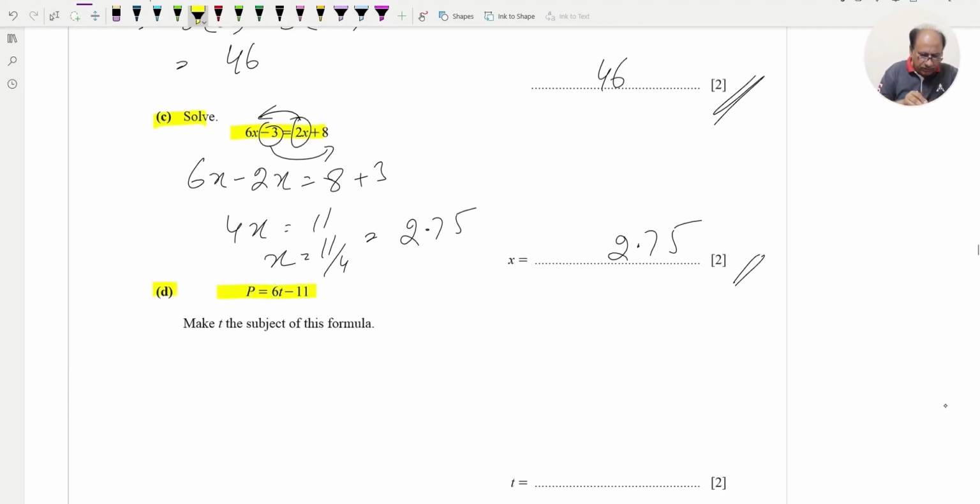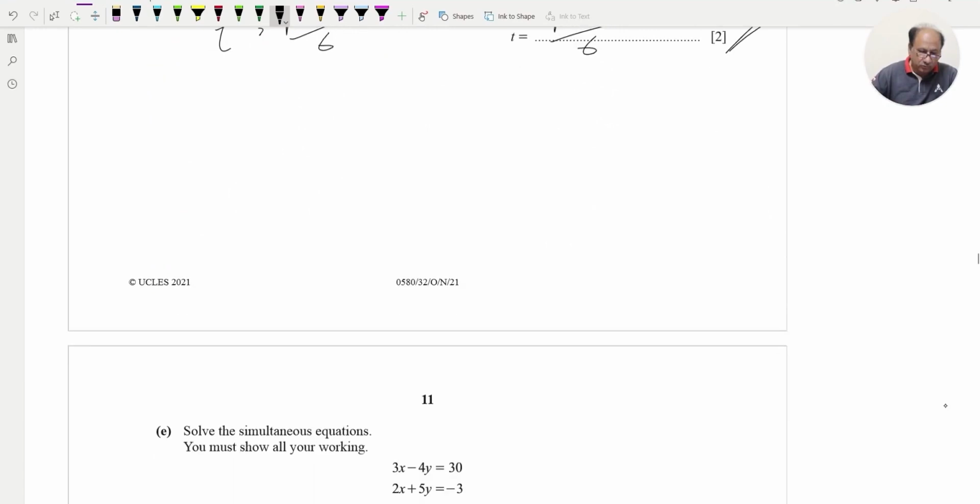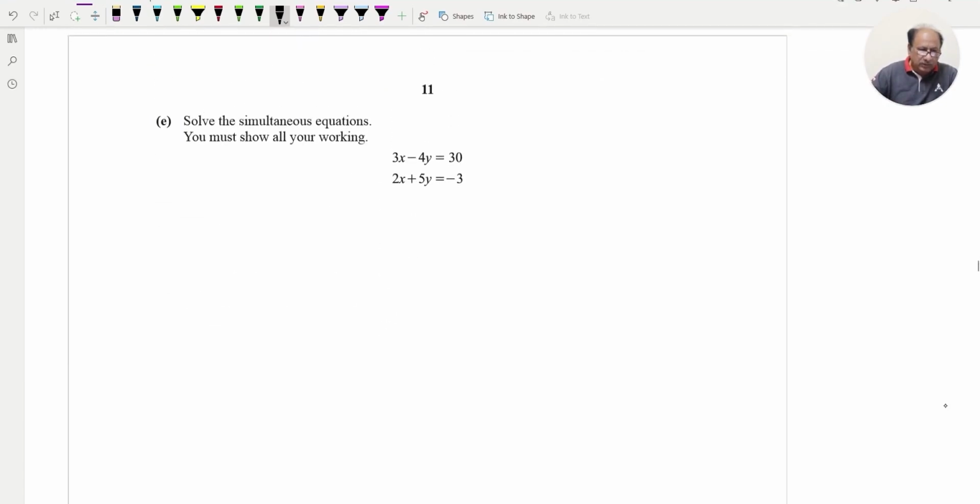And D part, making the subject: P is equal to this one, right? Make T the subject of the formula. So first of all, minus 11 we will shift to the other side, so it will be P plus 11 is equal to 6T. Divide both sides by 6, this will be cancelled, so T will be equal to P plus 11 over 6. P plus 11 over 6 will be the final answer for this 2 mark question.